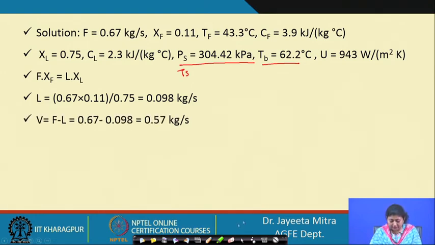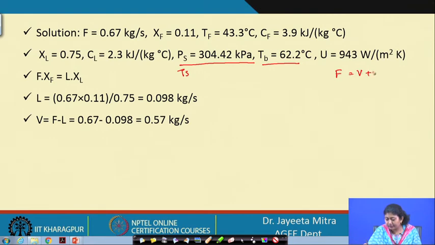So, what will be V then? Okay. We know that the feed stream F is equal to V plus L, and we have calculated L first. So, V will simply be F minus L. So, that is 0.57 kg per second.